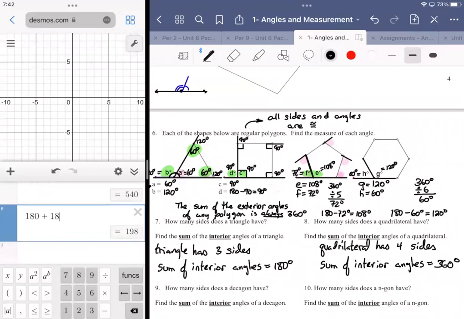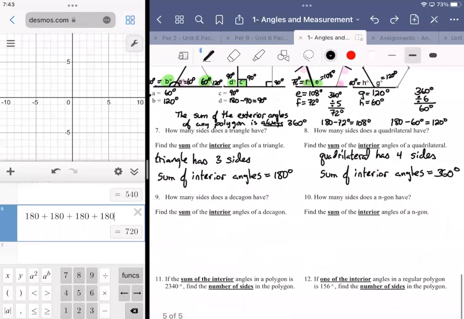So we started off at 180 degrees for the triangle. We added on 180 degrees to get to a rectangle. I'm sorry, in this case, it's a square, a specific type of rectangle. Tack on another 180 degrees, we get to a pentagon. Every side is worth another 180 degrees. A hexagon, add another 180, I get to 720, which is what you would get if you took 120 degrees and multiplied it by the number of angles.